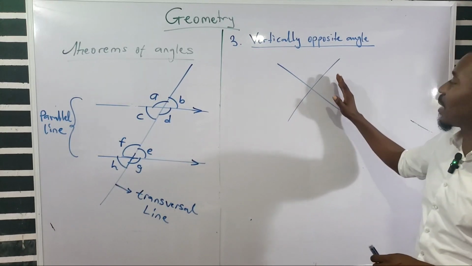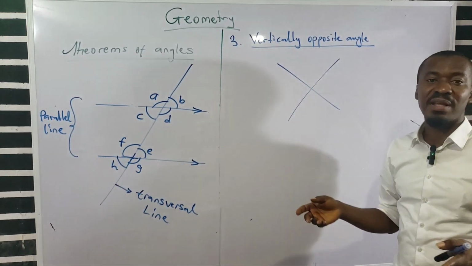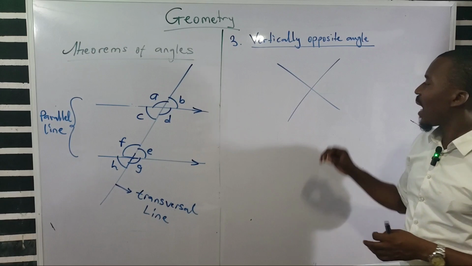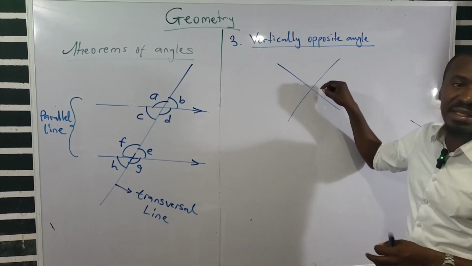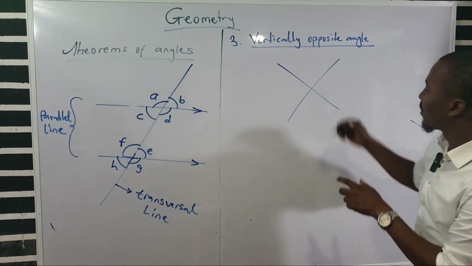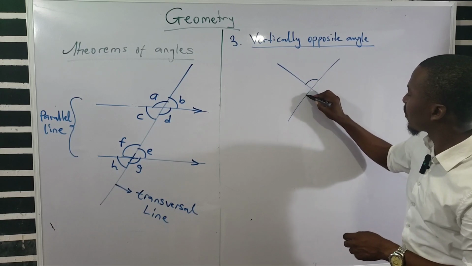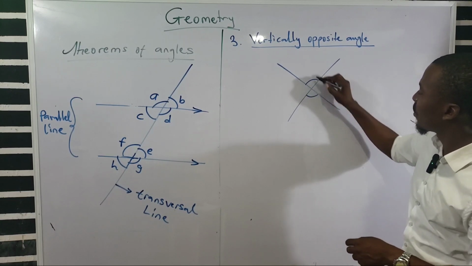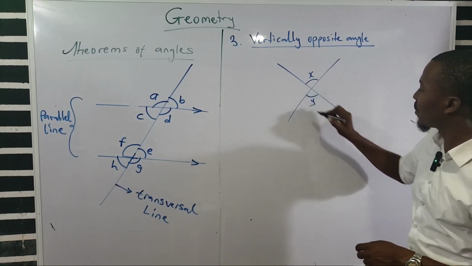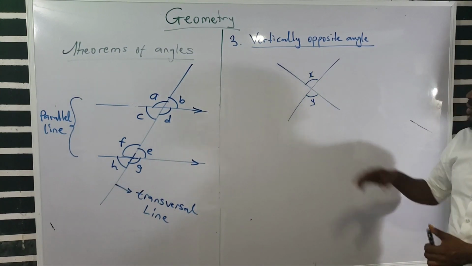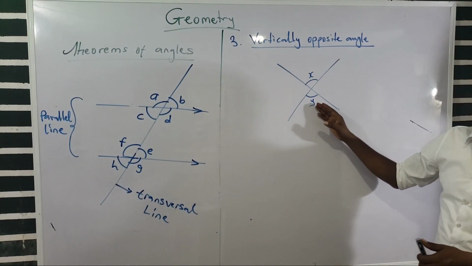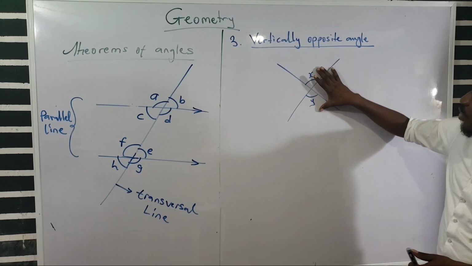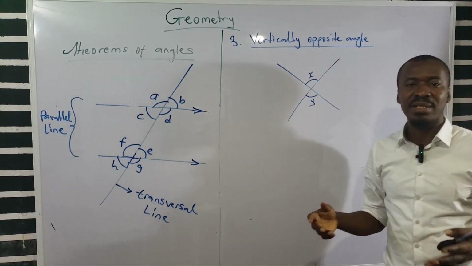So whenever you have two lines that cross each other, that is vertically opposite angle. And where are the vertically opposite angles here? This angle here and this angle here, they are vertically opposite. So let's use X and Y to denote that. So they are vertically what? Opposite. So if they are vertically opposite, what happens to vertically opposite angles?